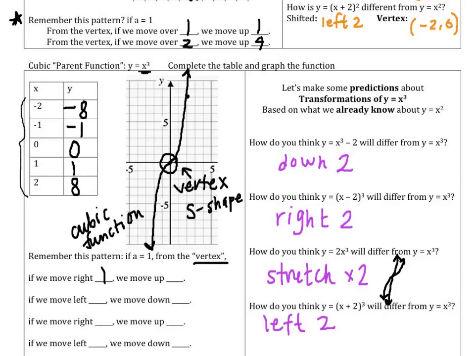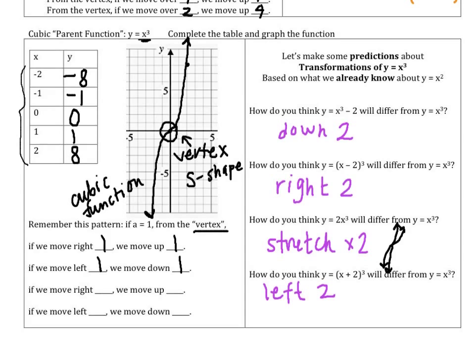So if we move to the right 1, we're going to move up 1. You notice that that's what happens from the vertex. If we move left 1, we move down 1. If we move right 2, we move up 8. And if we move left 2, we move down 8.